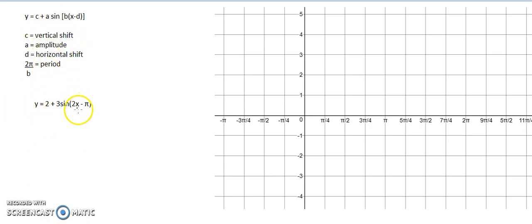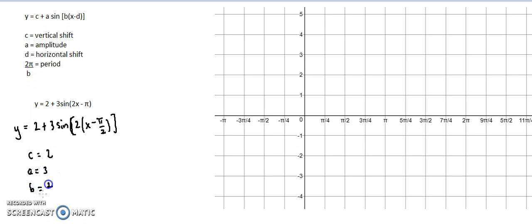So we need to factor this 2 out. So we've got the 2 plus 3 sine. And then I need to factor this 2 out. I need to factor the B part out, just like it shows up there. So when I factor that out, it's going to look like that. We can put square brackets here so it's a little bit less confusing. Okay, so C is 2. A is 3. B is 2.